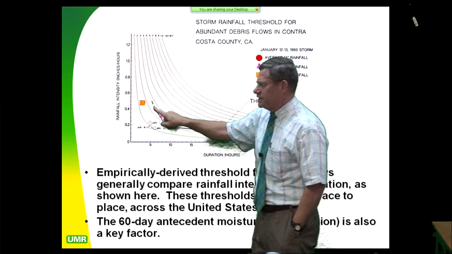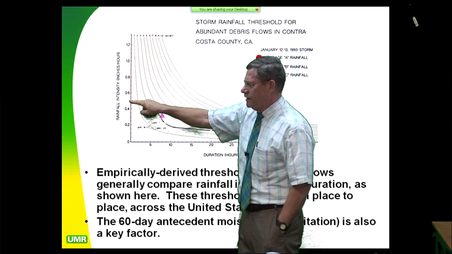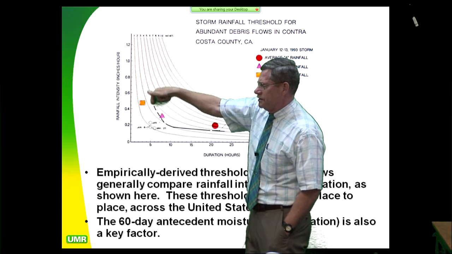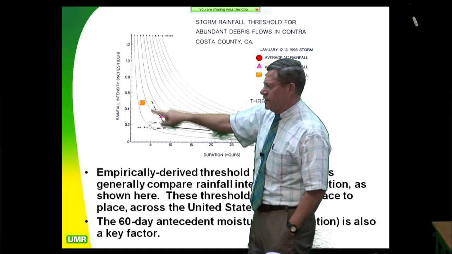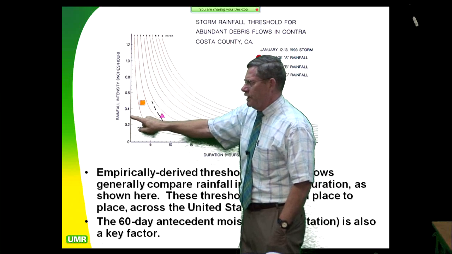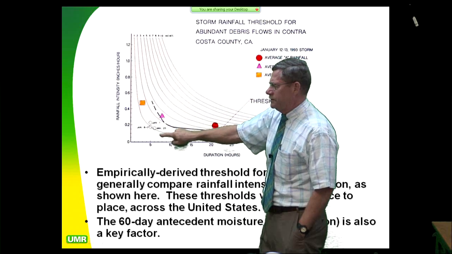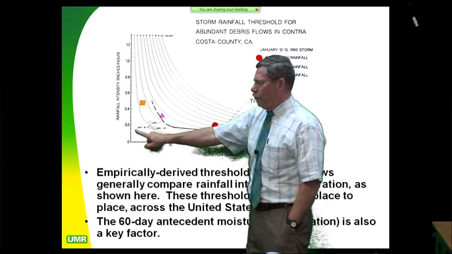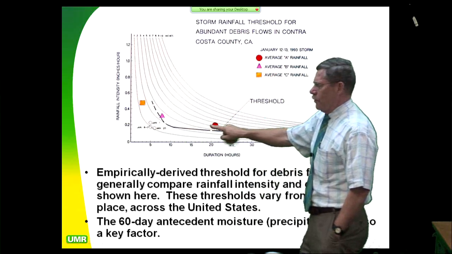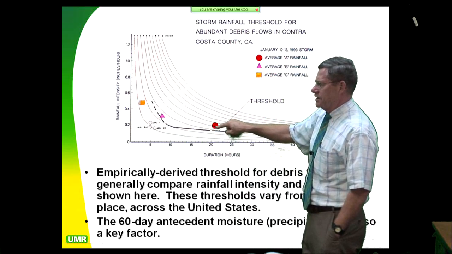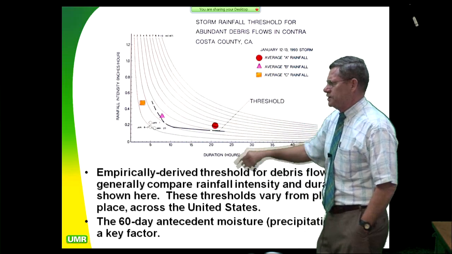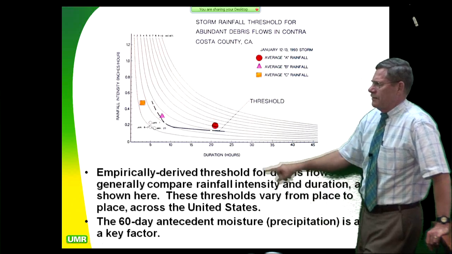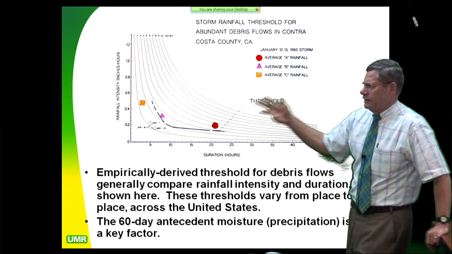So what that threshold line is saying is if I have more than 0.5 inches per hour for at least 6 hours, I'm going to be on that side of the threshold. Or if I have 0.3 inches per hour for at least 8 hours, I'm going to be over that line. Or if I have 0.2 inches per hour for 20 continuous hours, I'm going to be over the threshold line. So the 60-day antecedent moisture is a key factor, and then this is the trigger factor in the near term.